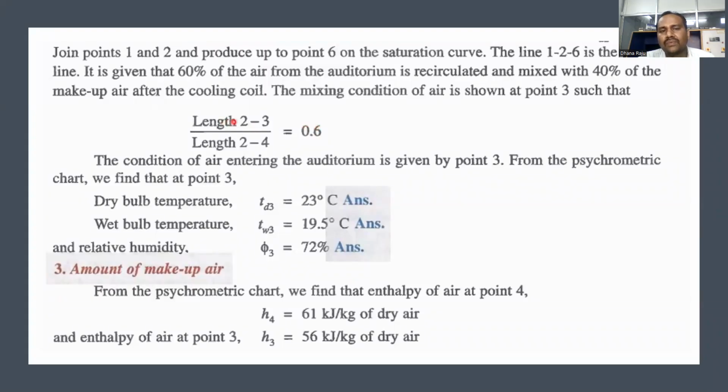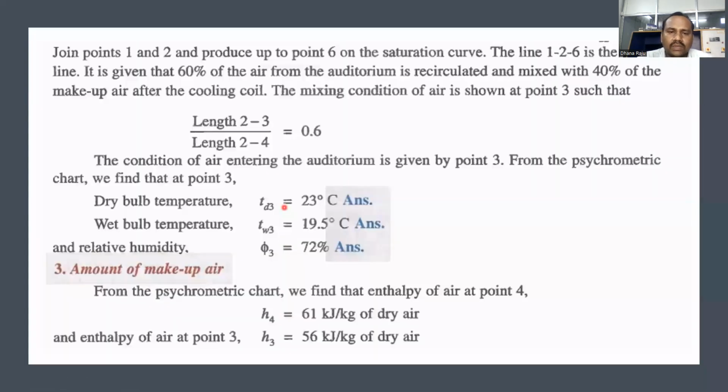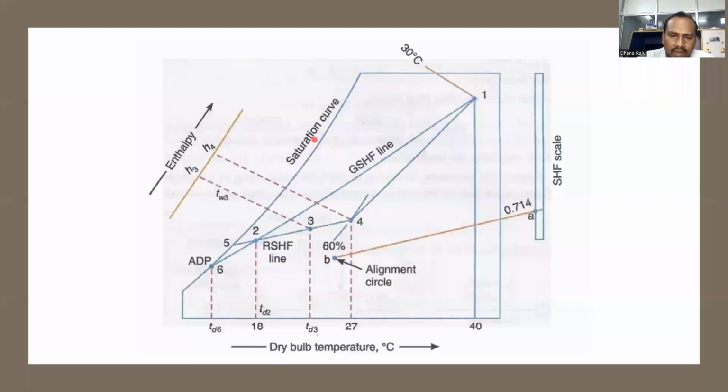Then the length of 2, 3 equals 0.6 into the length of 2, 4. So measure this inclined length of 2, 4. Let it be 6 centimeter. Then 0.6 into 6 is 3.6 centimeter. Then from point 2, at a distance of 3.6 centimeter, you need to locate a point that is called 3, which is called the mixing point.